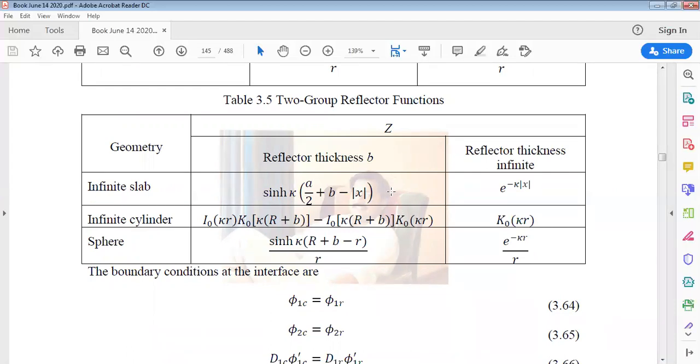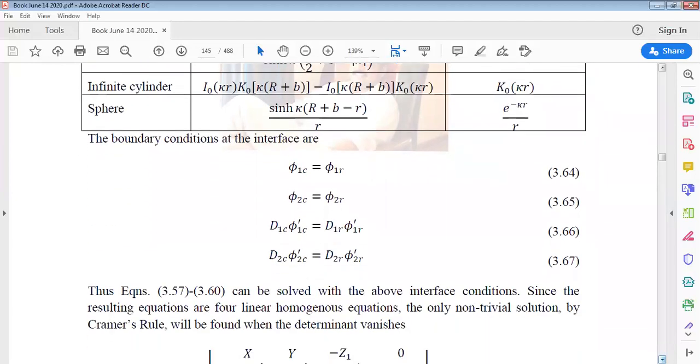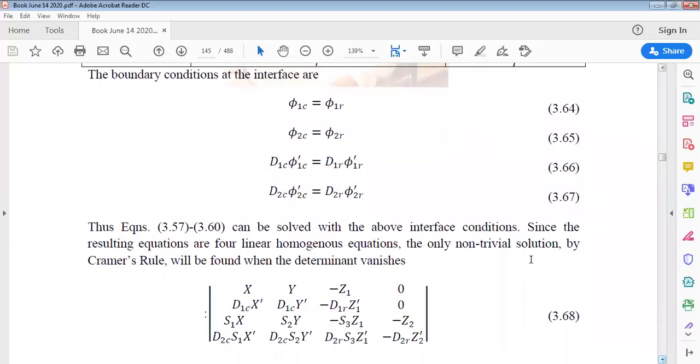So this is for a finite reflector, this is for an infinite reflector. So finite cylinder, finite sphere, infinite sphere. Now let's look at the four boundary conditions. The four boundary conditions are that you've got flux continuity between the core and the reflector at the interface. So there are two boundary conditions over here.